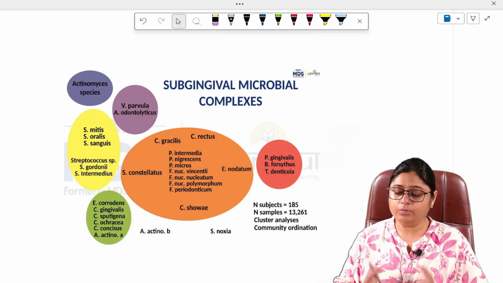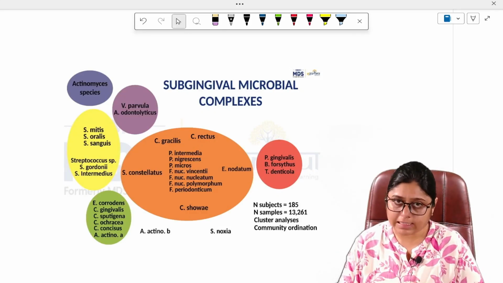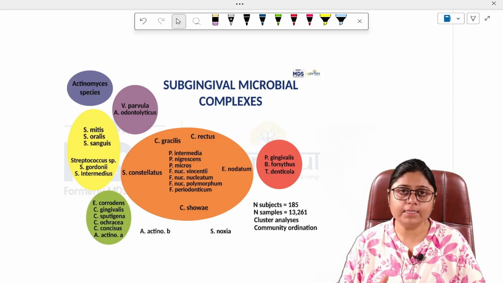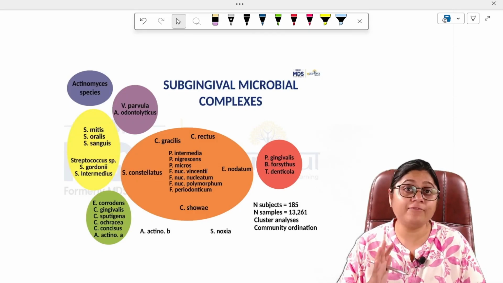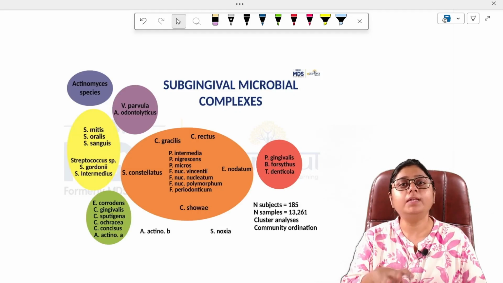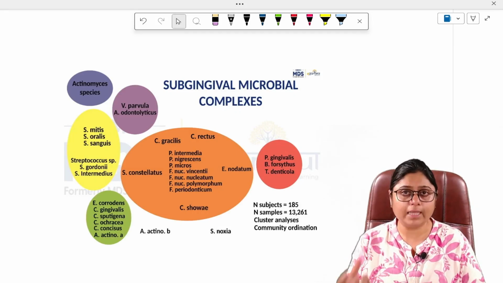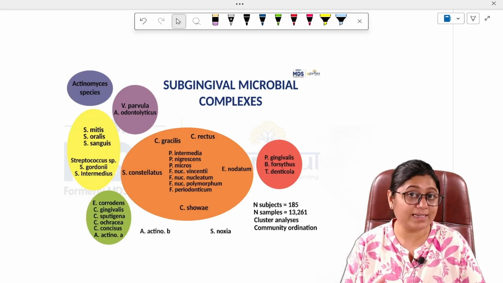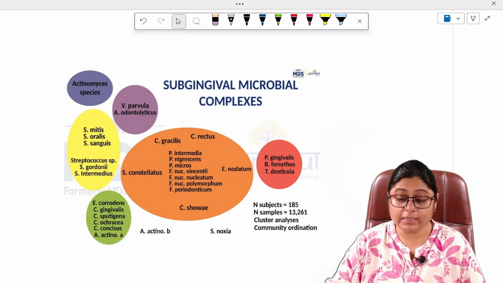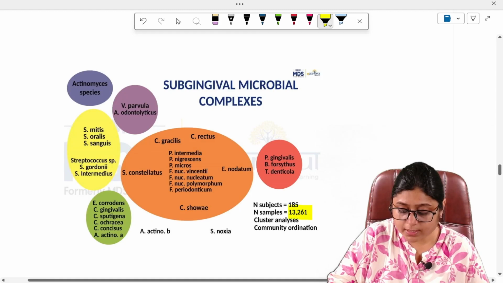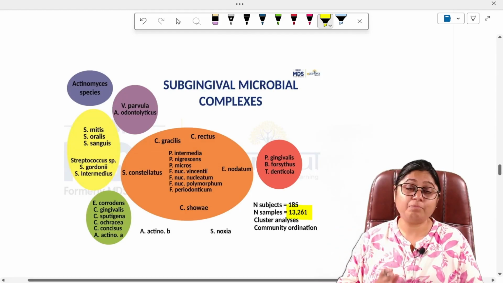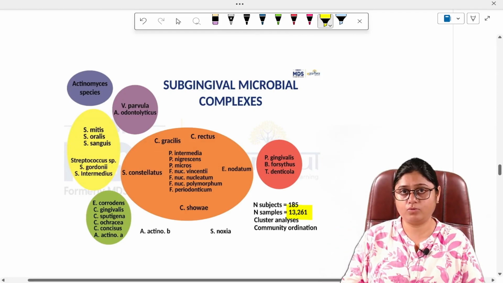Basically, this was given by Socransky. And what Socransky did was, he studied the plaque samples from approximately 185 individuals. Okay. From 185 individuals, the plaque samples were taken. And how many plaque samples did he study? He studied approximately 13,000. To be specific, it is 13,261 plaque samples he studied under the microscope.